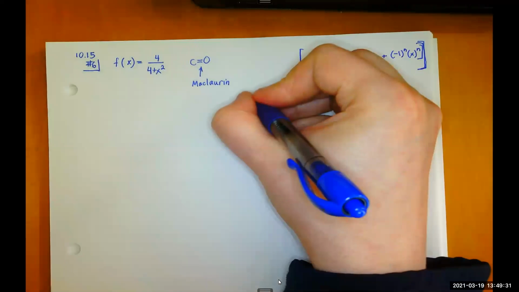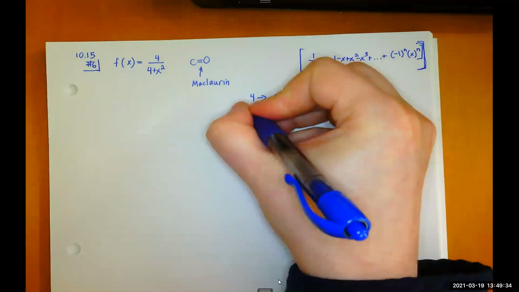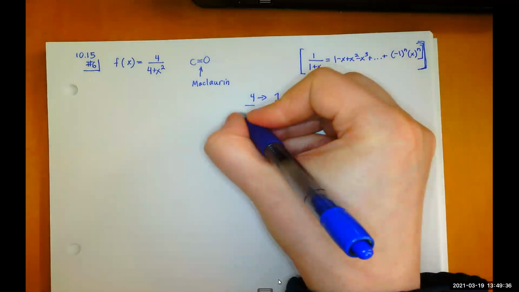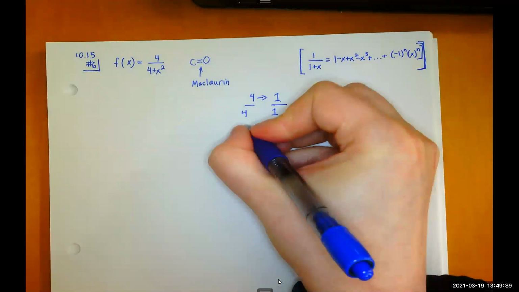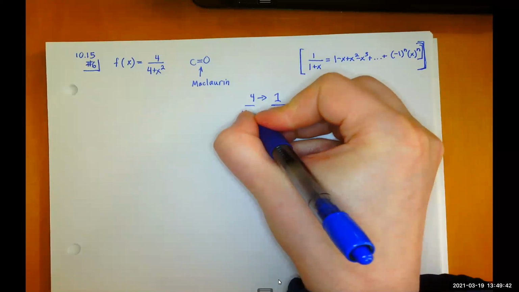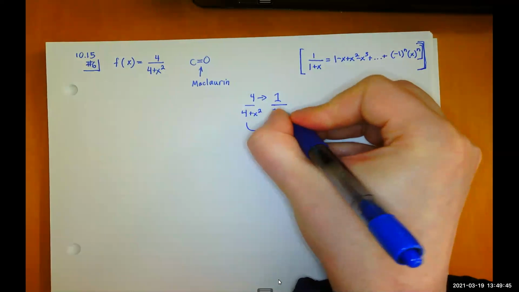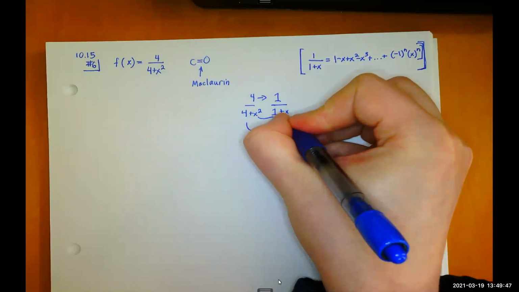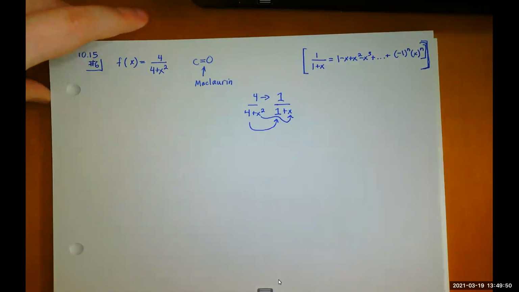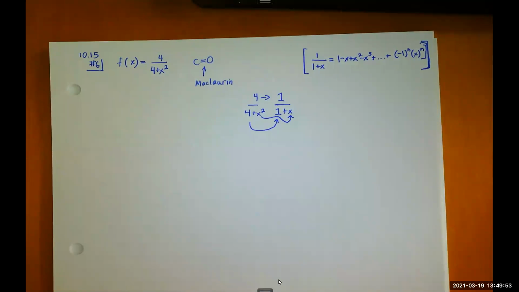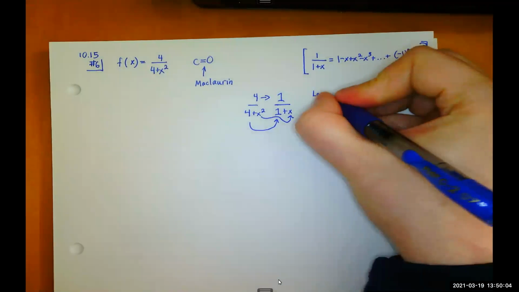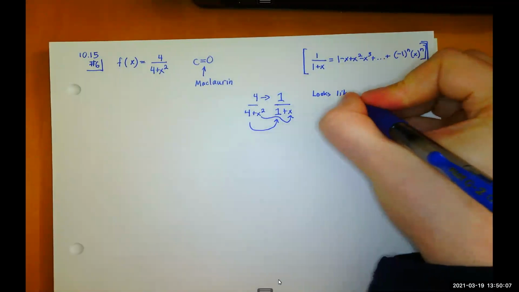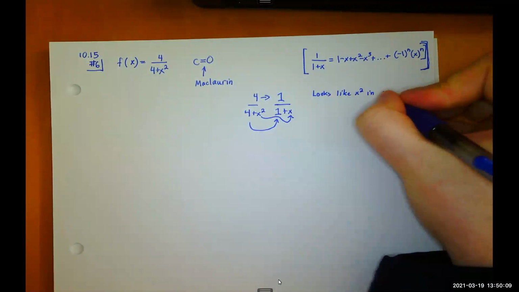Well, we've got the 4 in the 1 spot in the numerator. We've got the 4 in the 1 spot in the denominator. And we have the x squared in the x spot in the denominator. So what are we going to do? Well, from looking at this, it looks like we get x squared in for x.